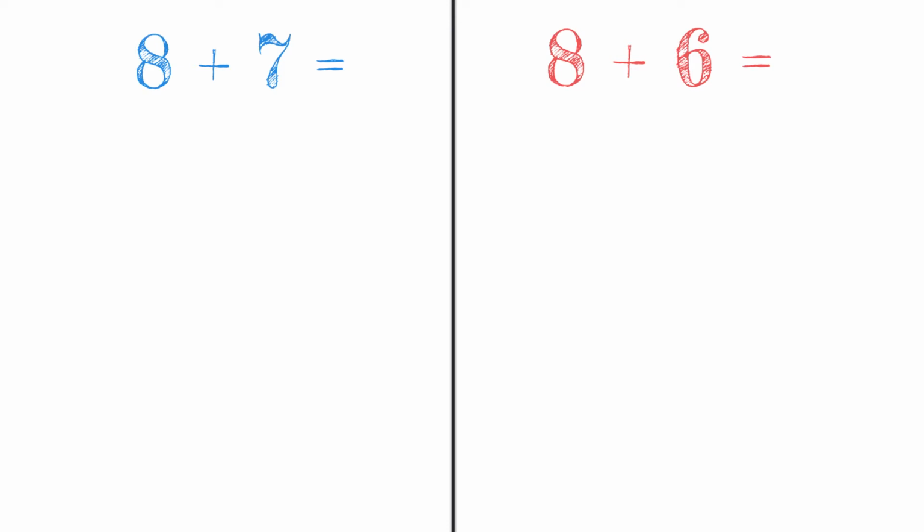We're going to be doing concurrent examples. That means I'm going to be doing this one here on the left, 8 plus 7 equals. You are going to be doing the one on the right in red, 8 plus 6 equals. I want you to do your problem along with me as I do mine. First thing I'm going to do is I'm going to look at my problem and I'm going to go, okay, 8 plus 7. I know that today I'm supposed to be making a 10 out of my 8. And thinking back, I know that I need to add 2 to my 8 to make it a 10.